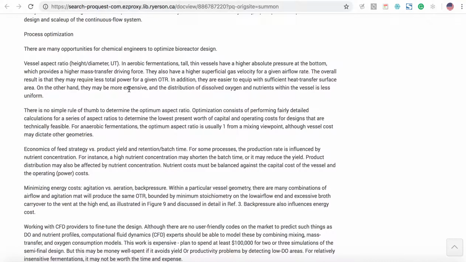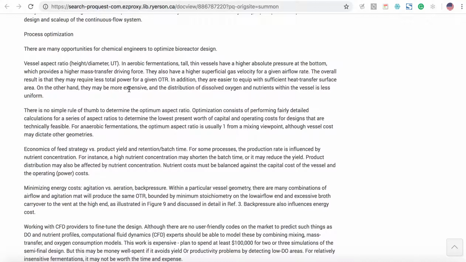Process optimization. There are many opportunities for chemical engineers to optimize bioreactor design. Vessel aspect ratio: in aerobic fermentation, tall thin vessels have a higher absolute pressure at the bottom, which provides a higher mass transfer driving force. They also have a higher superficial gas velocity for a given airflow rate.